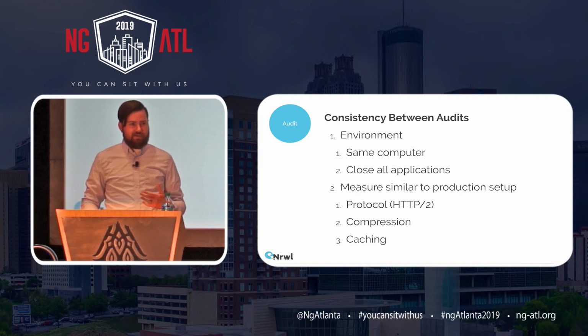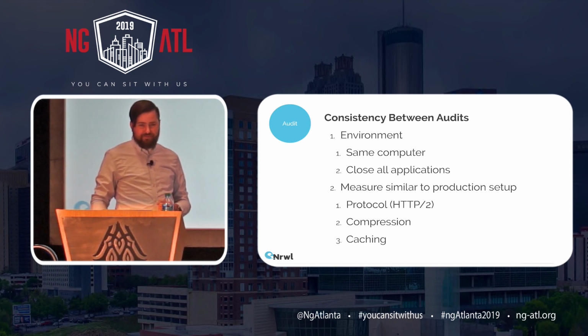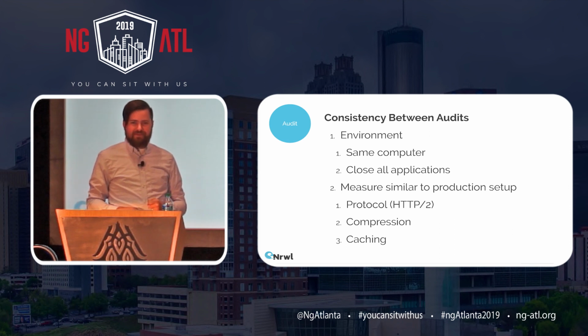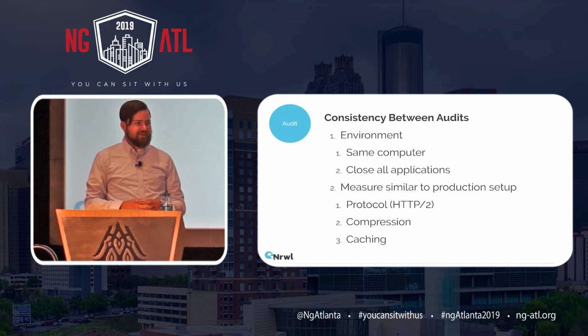This is one of the key things of doing any kind of benchmarking: you want to have consistency. And one of the things you want to be consistent is the environment in which you're running the benchmarks. You want to run on the same computer. It's a good idea to close all programs, all applications that aren't essential to running that audit, because if you have another tab open or another application, it's going to be using system resources that may affect the audit, and you'll get inconsistent results between runs.